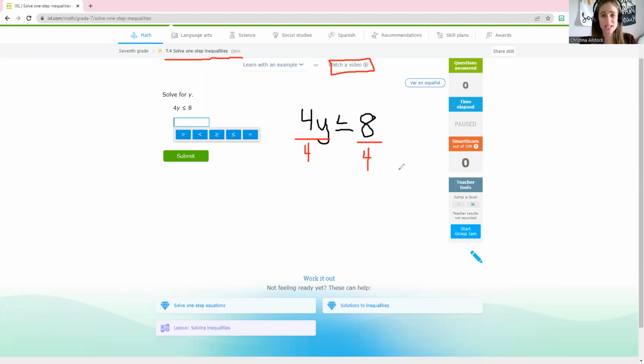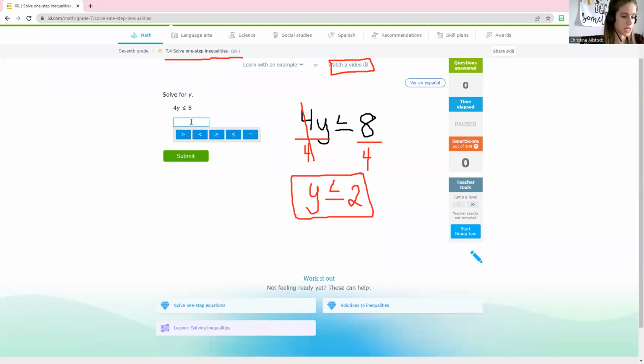We have to divide both sides by 4 to keep it balanced. Whatever we do to one side, we have to do to the other. 4 divided by 4 is 1, which means we're left with one single y. We just divided by a positive number, so nothing changes with our inequality sign. It comes straight down. And then 8 divided by 4 is 2. That would be our final answer. We have solved for y, and any value of y that is less than or equal to 2 would be a solution, would be an answer to this problem.